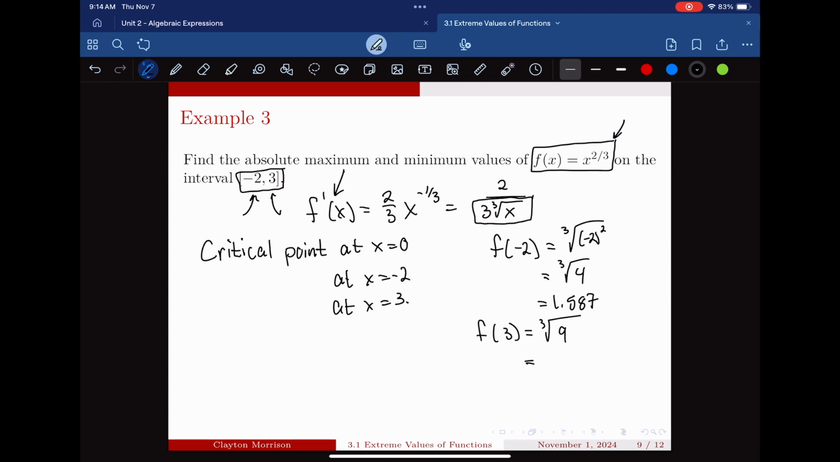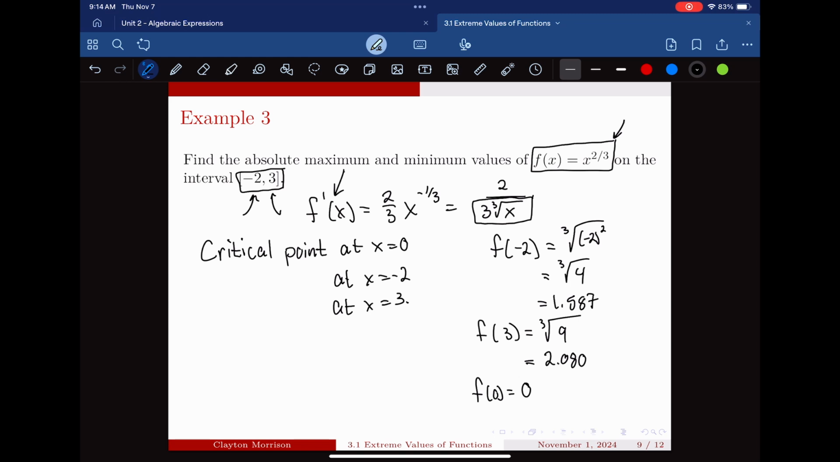Now I have it pulled up. We're ready to go. 2.080, so I guess we'll just call it 2.080. And then we have f of 0, which is 0. Okay. Now the question that you might be wondering is, okay, great.